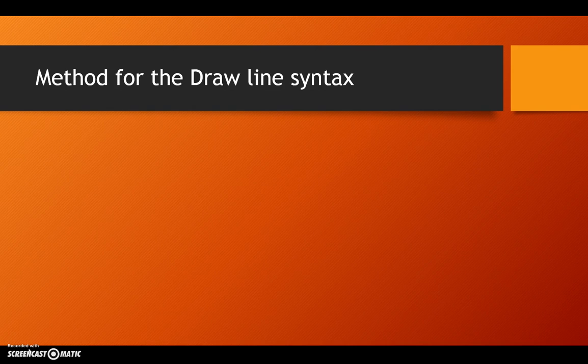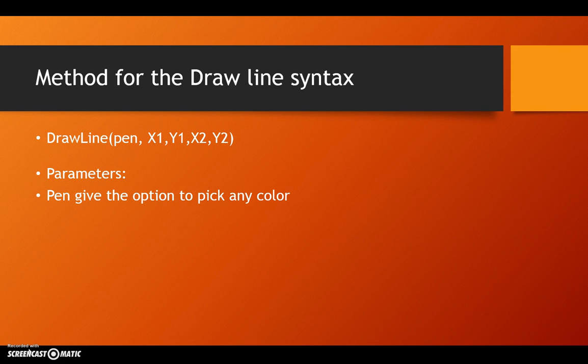The method for DrawLine syntax. This is the actual syntax we use in Visual Basic. Now the parameters. Pen gives you the option to pick any color. The first x and y are the starting points, and the second x and y are the finishing points.